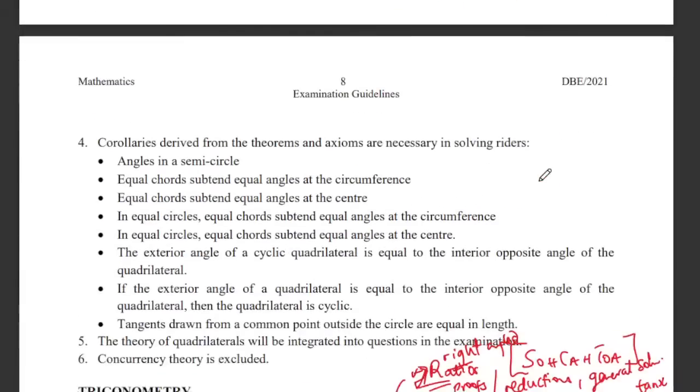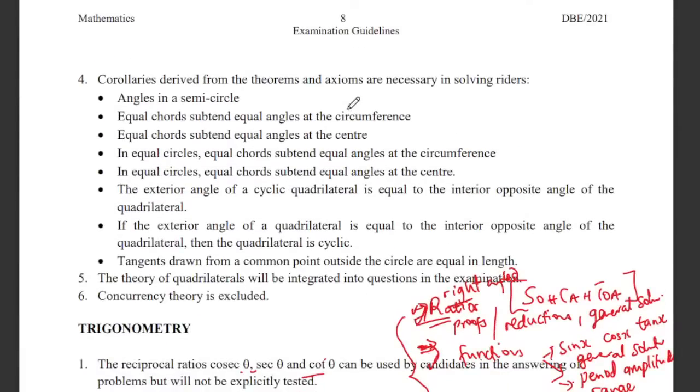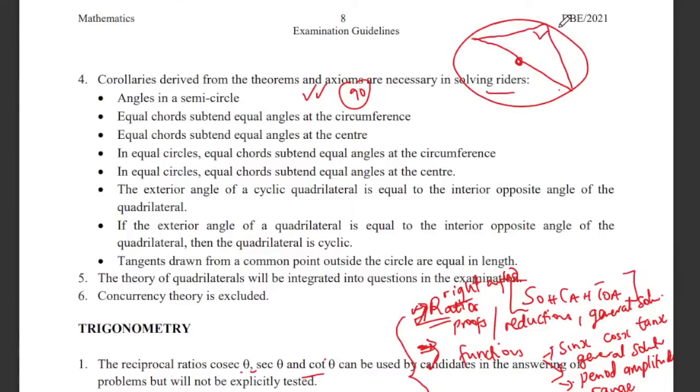Then corollaries that are derived from the theorems and axioms that are necessary in solving riders. So number one, angles in a semicircle, remember, it will be a 90. So it's like you have a circle and there has to be a diameter. If this line is a diameter, then the angle at the corner has to be a 90. That's what they're talking about, angles in a semicircle. Then equal chords will subtend equal angles at the circumference, we know that. Then equal chords subtend equal angles at the center. Then in equal circles, equal chords subtend all of that.